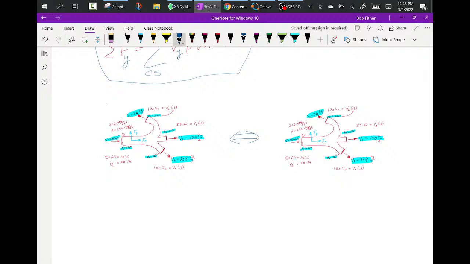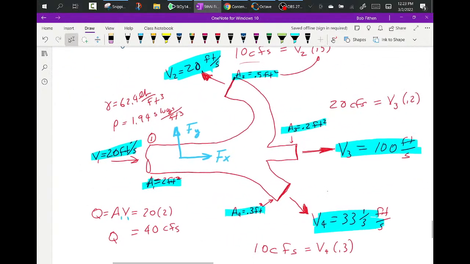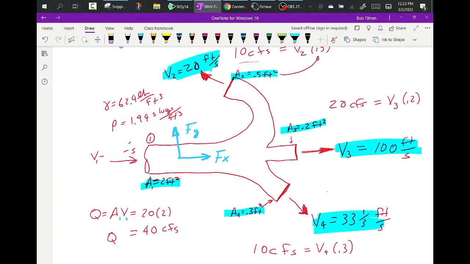Now look at the equation. On the left, I've got forces. On the right, I've got velocities. So this drawing fits that. This one doesn't. Now, here's what I'm going to do. I can leave some of this information on here, but this is all copied on the one to the right.